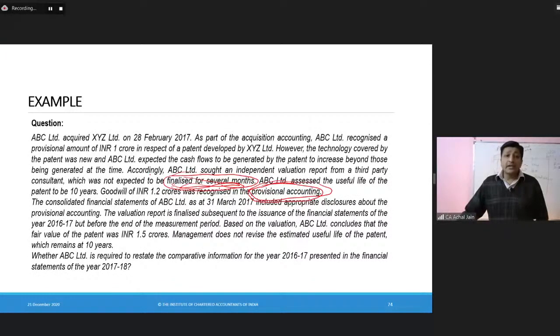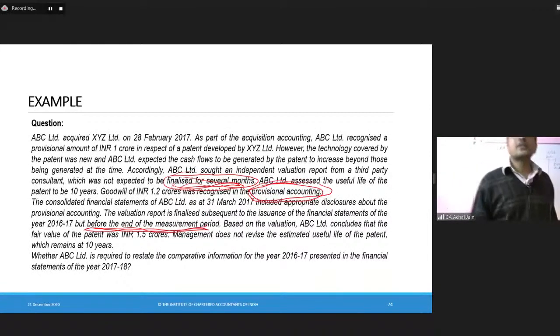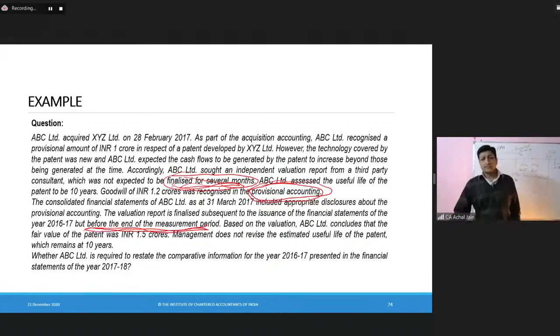And this valuation report got finalized before the end of the measurement period. What is the measurement period? 1 year from the date of acquisition is called the measurement period, technically. Okay. This period of 1 year is called the measurement period. Based on the valuation, ABC concludes that the fair value of the patent changed to 1.5 crores. Earlier, when they did provisional accounting, they considered this to be 1 crore.